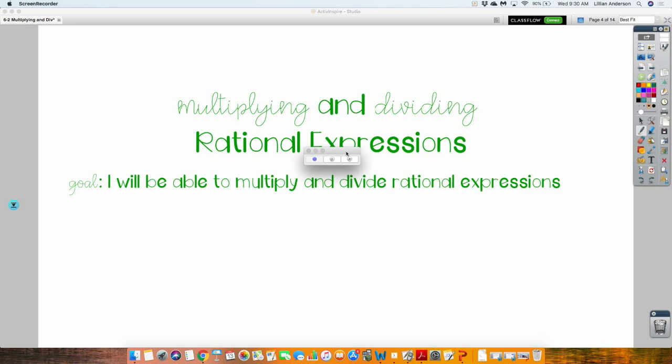All right, so today we are talking about multiplying and dividing rational expressions. You guys are going to be able to take the skills of simplifying rational expressions and apply them to multiplication and division of rational expressions. So we're still going to be doing the same stuff. We're still going to be factoring. We're still going to be simplifying. But now we're just incorporating multiplying and dividing. So that just means you're going to have more to factor, more to simplify. Okay? So let's go ahead and get to it.